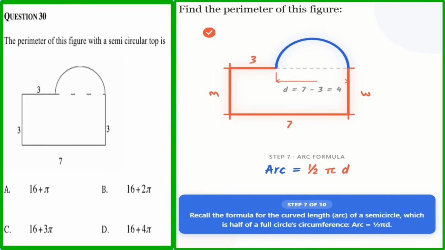Step 7. Let's recall the formula for the curved length, the arc of a semicircle. It's exactly half of a full circle circumference. So, arc equals 1/2 times pi times the diameter.